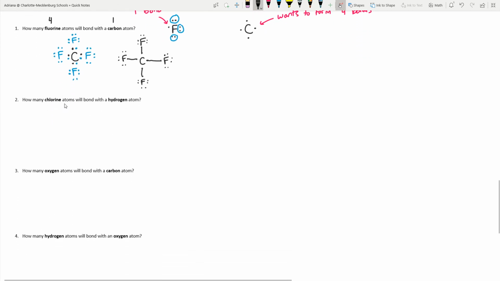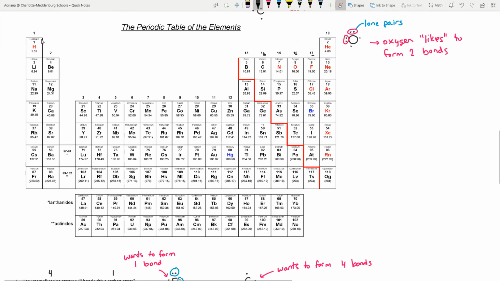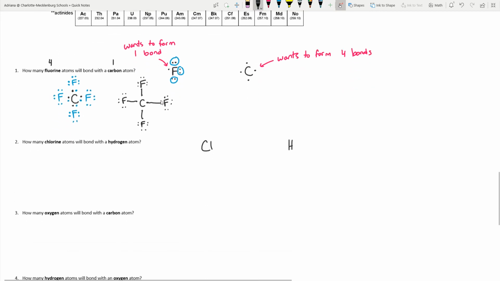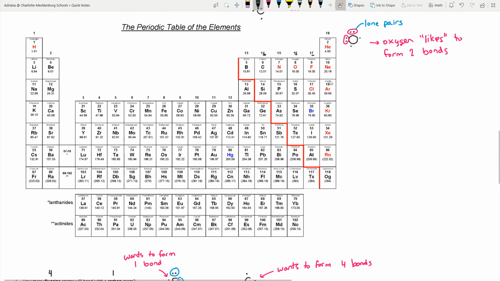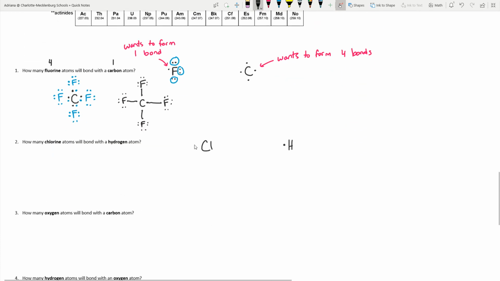How many chlorine atoms will bond with a hydrogen atom? Well, let's take a look at these 2 elements. Let me draw my element symbol first, chlorine and hydrogen. So if you come up here, hydrogen is in the first group, so it's going to have 1 valence electron. So let me draw that. And chlorine is another halogen. It's going to have 7 valence electrons, just like fluorine. Let me draw that.